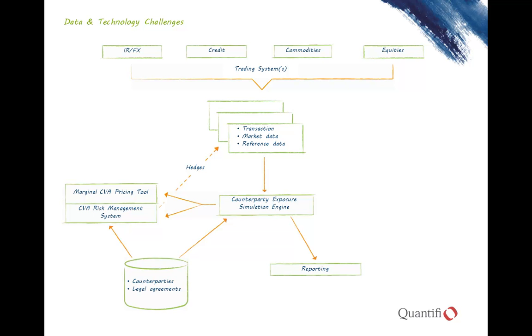The CVA risk management system provides CVA sensitivities for hedging purposes. Notice that hedges booked by the CVA desk should also flow through the simulation engine so that they are reflected in the exposure and capital metrics.